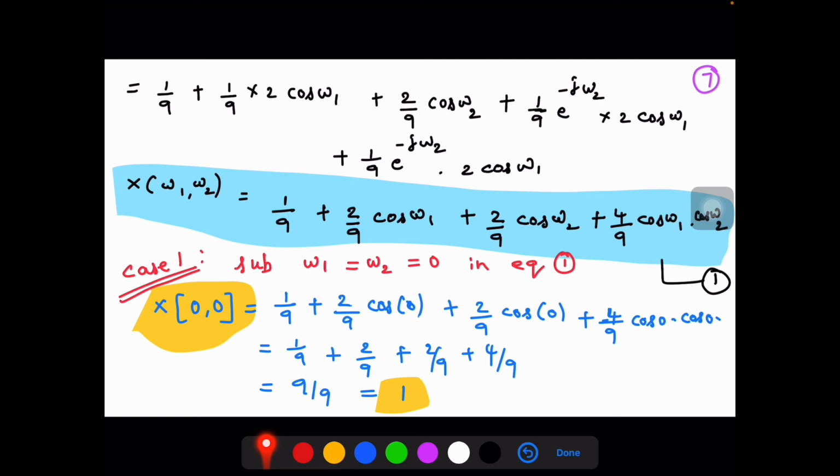Now, you have been asked to prove it's behaving like a low pass filter. So let us try finding it by substituting a few values for omega. Let us take case 1 where I am substituting omega 1 and omega 2 as 0 here. So when I substitute 0 there, cos 0 is 1, here also cos 0 is 1. So I get, adding up all the coefficients alone, which sums up to 9 by 9 and the answer is 1. So your DC component is 1, and finally your answer is 1 for X of 0 comma 0.